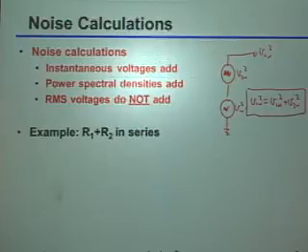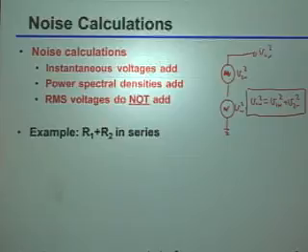Now, obviously, if you were to look at it in time, indeed, the instantaneous voltage at the output would be the sum of V1 and V2, right? But that does not mean that the variances are what that would imply, right? The variances always, you add in variance, not in standard deviation, okay? And this is true as long as those two voltage sources are independent, okay? Or those two noise sources, I should say, are independent.